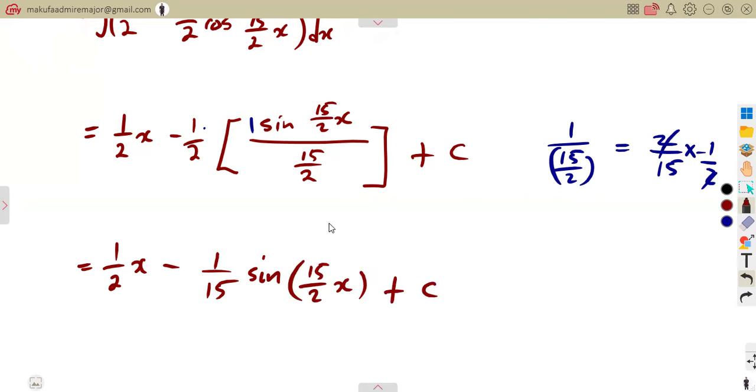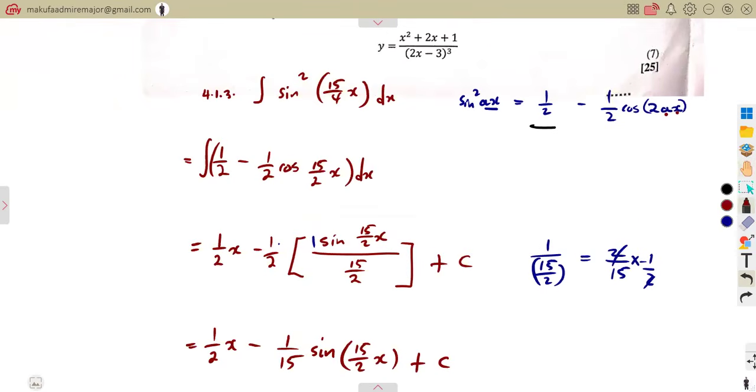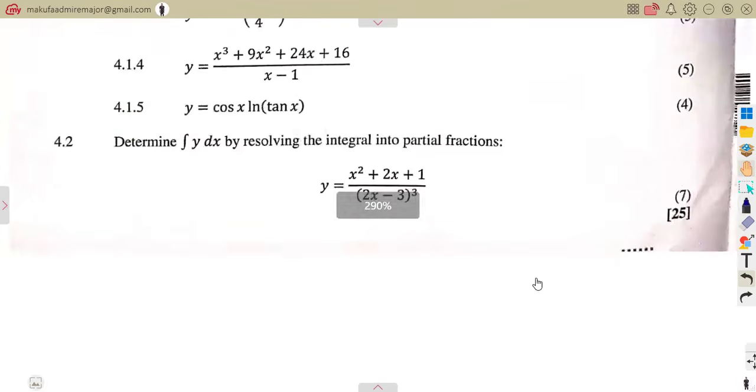So these are your typical questions. They're just repeating, just changing the numbers. This is 15 over 4. Next time, they're going to maybe use a normal number, like just use the sine squared as it is. It is a repetition throughout.